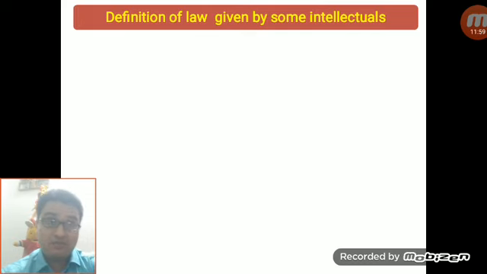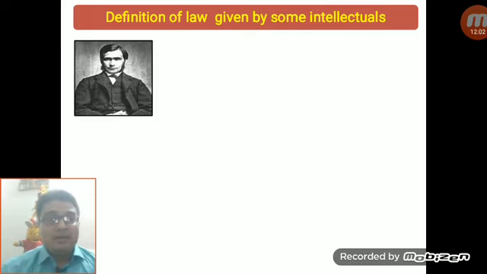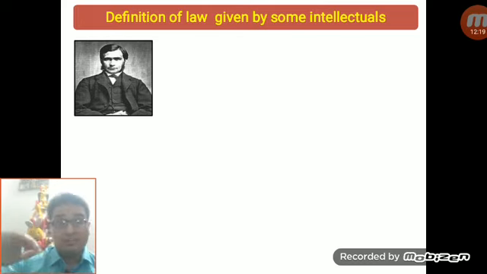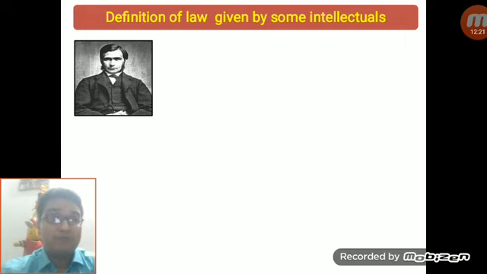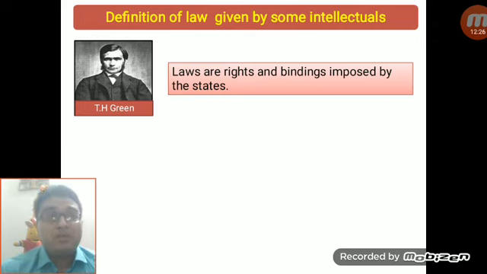Okay, first of all, his name is T.H. Green, and he gave a very important definition of law, and this definition is highly important for knowledge-based questions. Now I am going to show the definition of law given by T.H. Green. So this is the definition given by T.H. Green on law. Laws are rights and bindings imposed by the states.